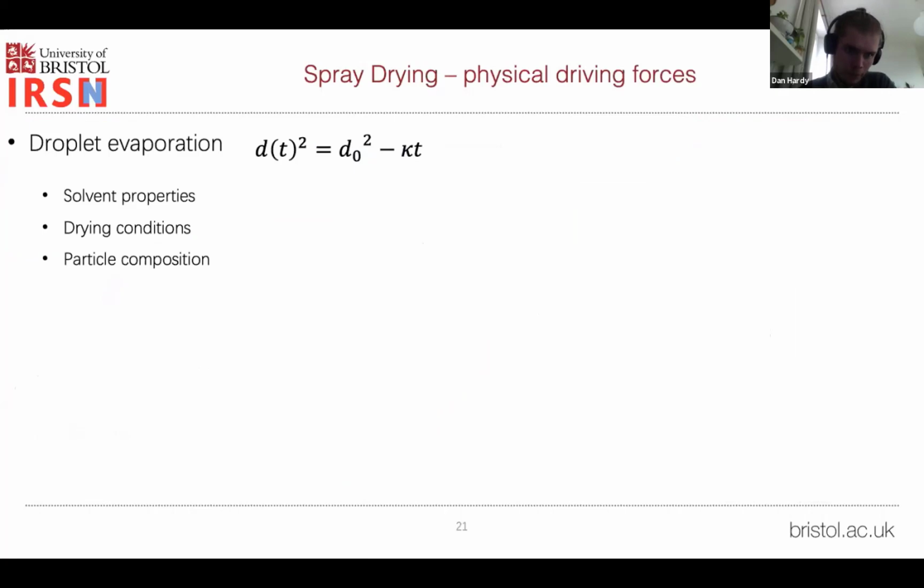So droplet evaporation, I'll introduce it very briefly. You can describe it quite well using what we call the d-squared law. So the size is a function of time. It depends on the starting size, and then this evaporation rate kappa. That depends upon the solvent properties and the environment that you dry your droplet in, and also the composition. So whether it's mixed or pure solvent, and diffusion, internal diffusion, things like that.